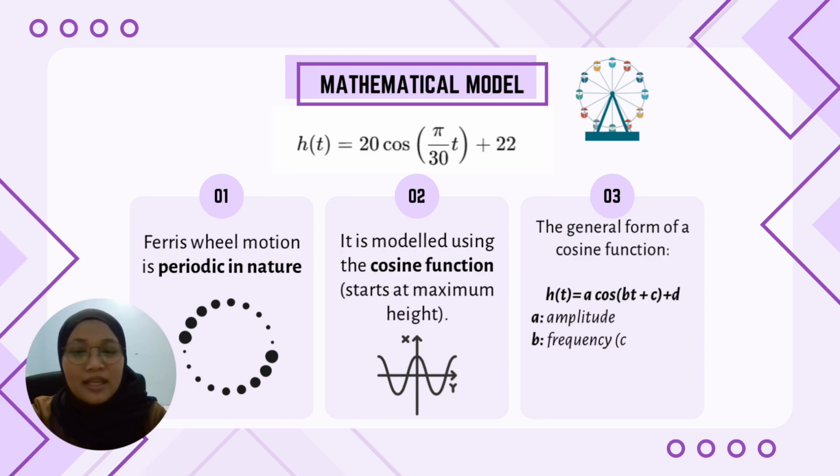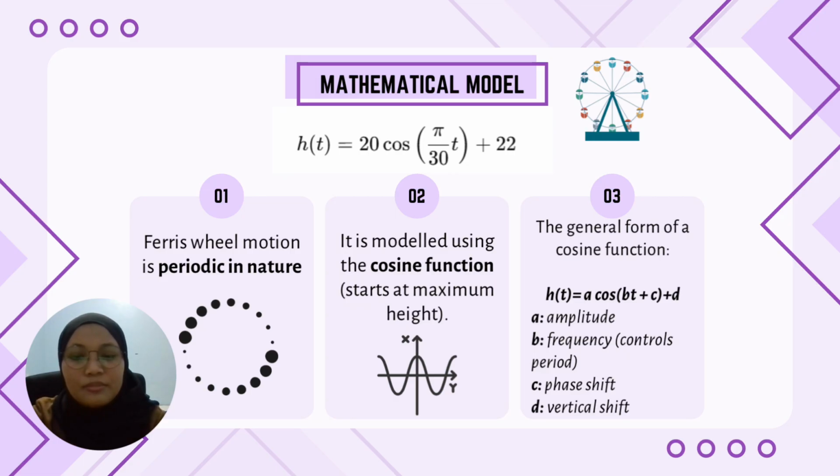Today, we present the mathematical model. The motion of a Ferris wheel is periodic, meaning it repeats in a regular and predictable pattern over time. Therefore, it can be effectively modeled using a trigonometric function. Since the passenger starts at the highest point of the wheel, the cosine function is the most appropriate choice for this situation. The general form of the cosine model is shown here, where each parameter has a specific physical meaning.